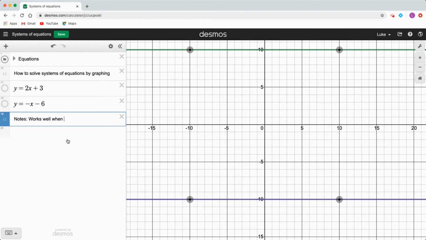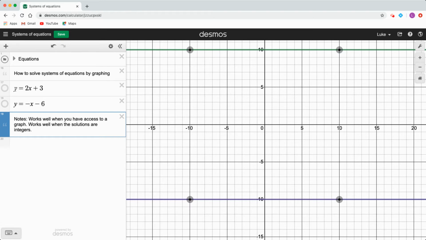This method works really well when you have access to a graph. It also works well when the solutions are integers. In other words, when they're whole numbers that are positive or negative. If they're fractions, the graphing method doesn't work out that well, and I'll highlight that in a minute.